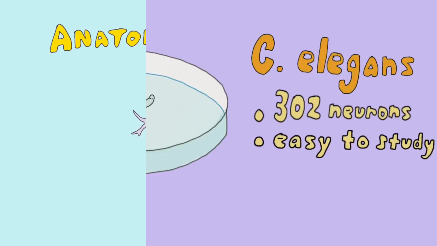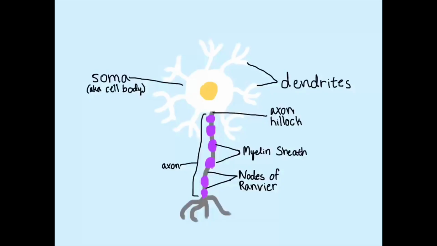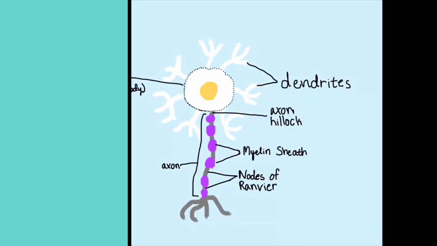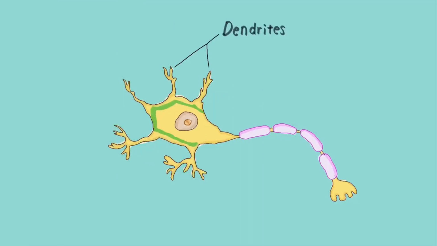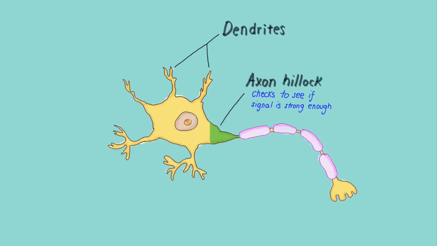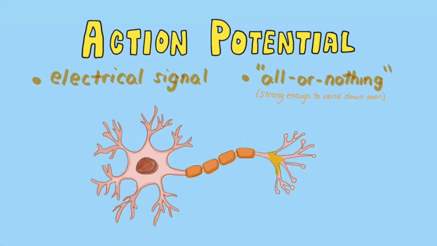Now let's look at the anatomy of the neuron. The neuron is made up of 6 main parts: the dendrites, soma, axon hillock, axon, myelin sheath, and nodes of Ranvier. The soma is also called the cell body and kind of looks like a fried egg. Cell bodies form gray matter which make up the outer layer of the brain. Dendrites receive signals from neighboring neurons and send them down to the axon hillock. The hillock checks to see if the signal is strong enough to send down the axon. If it is strong enough, it will travel down the axon as an electrical signal called an action potential.